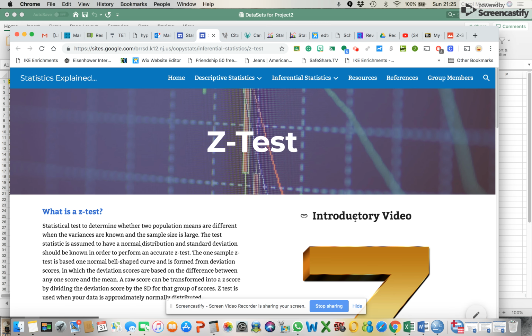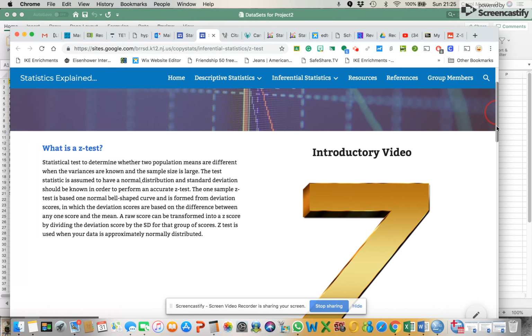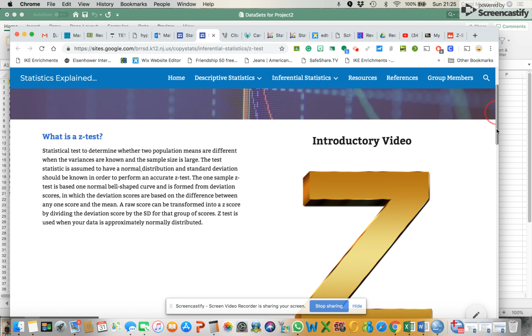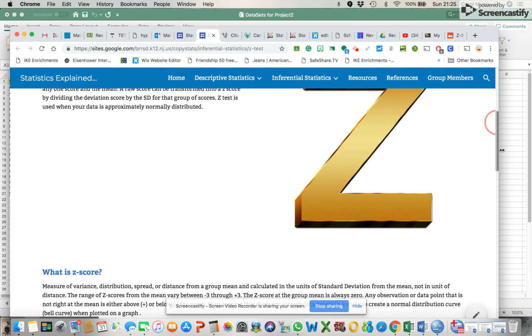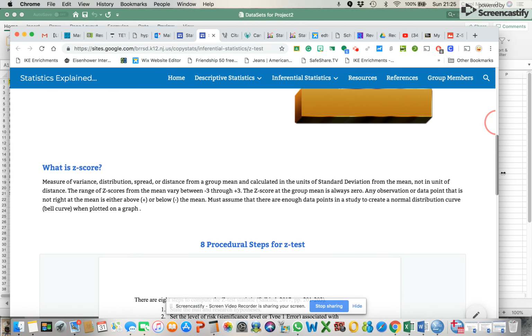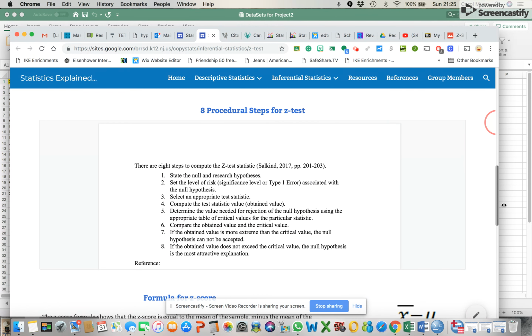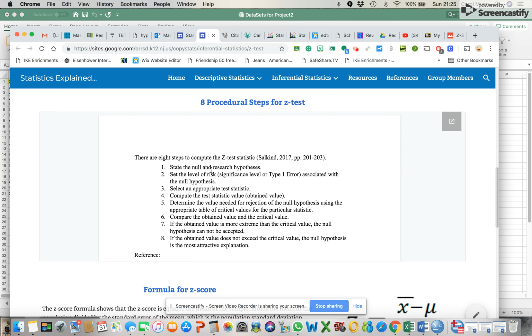This specific page is dedicated to explaining the Z-test, the Z-score, and why it's useful in education, along with an example at the bottom, and additional videos. So the Z-test is categorized as an inferential statistic. Okay, this specific test, the Z-test, allows for the comparison of the population mean and the sample size. So according to Salkind, there are 8 procedural steps for a Z-test.